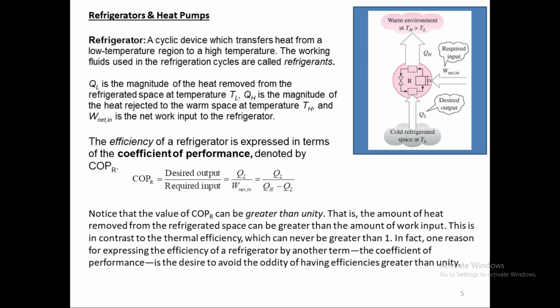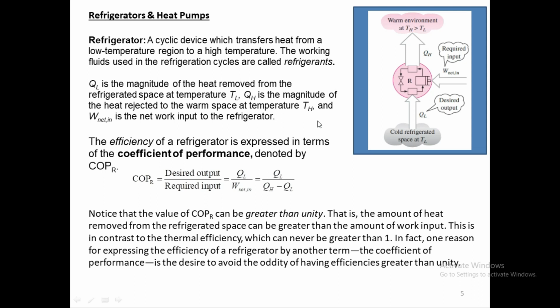A refrigerator is a cyclic device which transfers heat from a low temperature region to a high temperature region. The working fluid used in the refrigerator cycles is called refrigerant. QL is the amount of heat which is being removed from the low temperature surrounding, or from the low temperature medium, TL, and QH is the magnitude of heat that is rejected to the warm space at temperature TH, and W net in is the net amount of work required by the compressor.